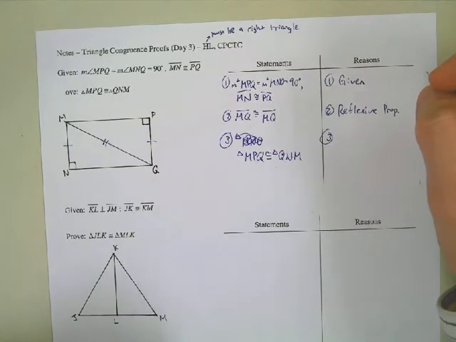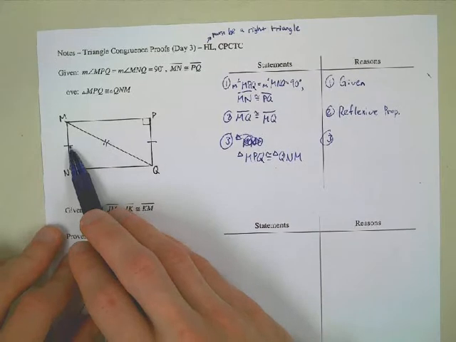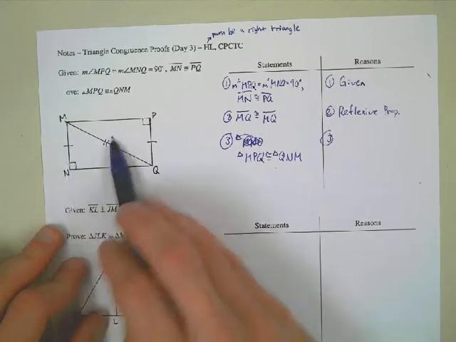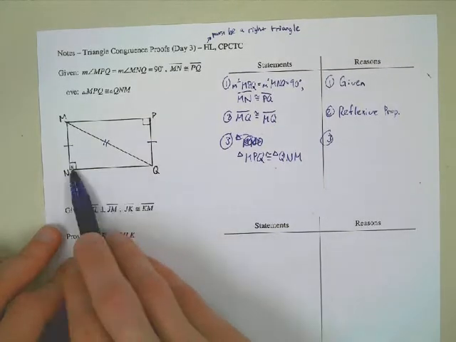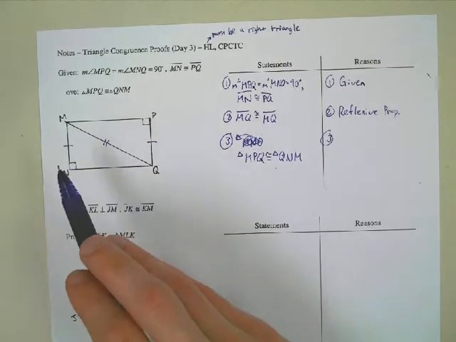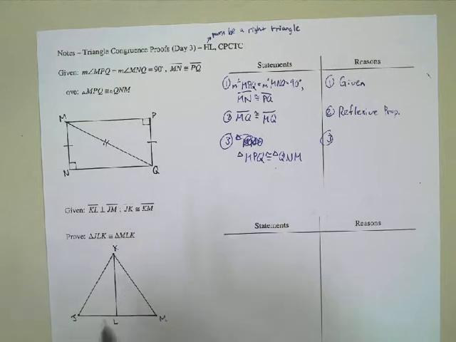If you look here, it does look like side, angle, side. But if it was side, angle, side, it would have to be this side, which we don't know. So it's not that. Side, angle, side? So you think that, right? HL. It's hypotenuse leg.